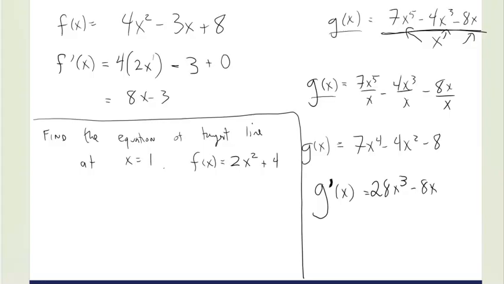So what do we need for the answer for this function? Well, my answer is going to look like this. y equals mx plus b. Right? That's the equation of a line. What do I need? I need the slope and I need the y-intercept. How do you find the slope?